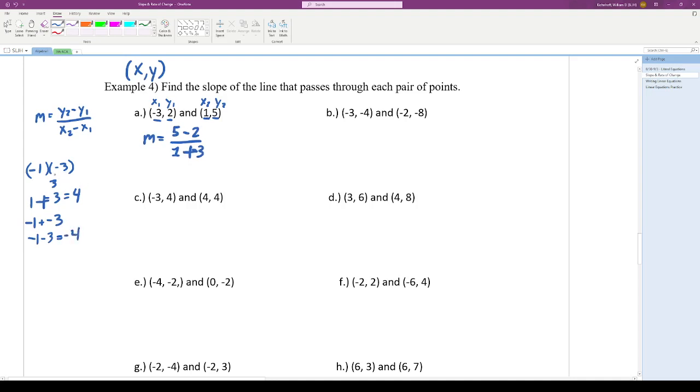So that's just integers and signs. If you're not comfortable with that, be sure and practice. This is a really good unit for practicing when we flip signs and when we don't, and how we combine positive and negative integers. All right, so let's look at B.